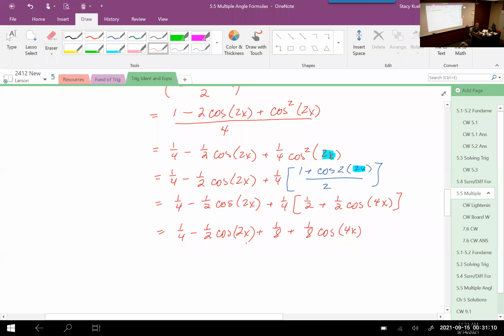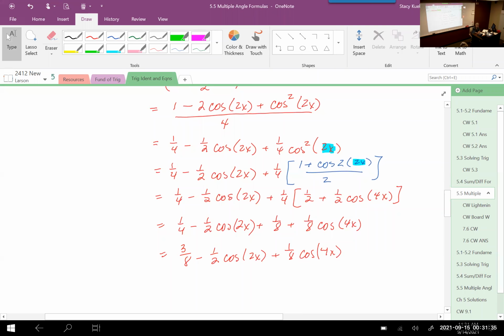And then we just collect our like terms. 1/4 plus 1/8 is 3/8 minus 1/2 cosine 2x plus 1/8 cosine 4x. So where'd you get the 1/8? Multiply it out, Javi. Look. If I have 1/4 here and I multiply by 1/2, I get 1/8. Oh, distributive property. Okay.